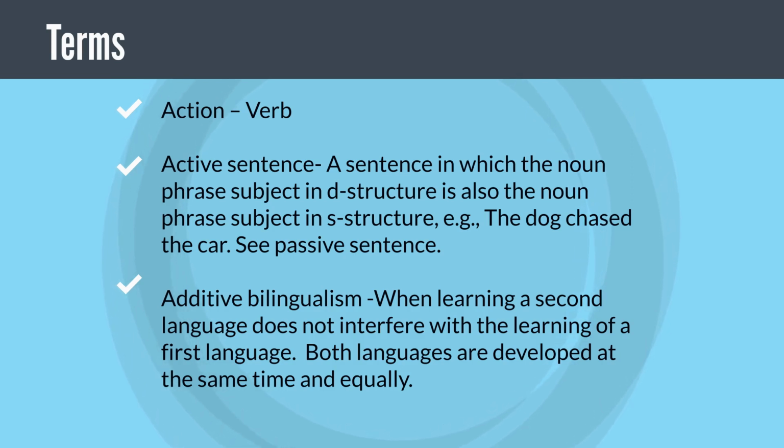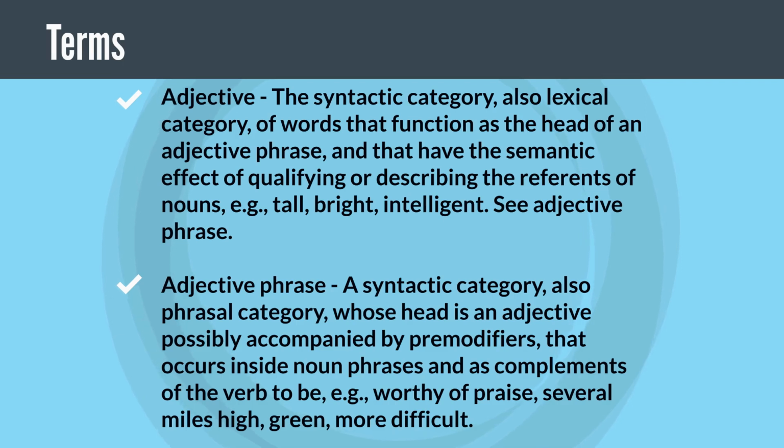See passive sentence. Additive bilingualism: when learning a second language does not interfere with the learning of a first language. Both languages are developed at the same time and equally. Adjective: the syntactic category, also lexical category, of words that function as the head of an adjective phrase, and that have the semantic effect of qualifying or describing the reference of nouns, example, tall, bright, intelligent.